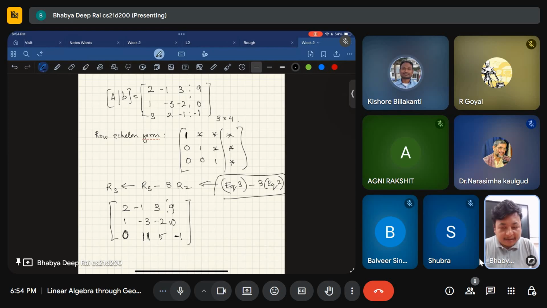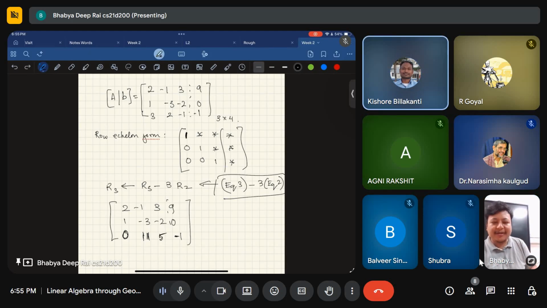5 is correct. And for the augmented value, for the last row, it's minus 3 into minus 1. No. So I'm doing R3 minus 3 times R2. Yeah, right, R2. Oh, okay.